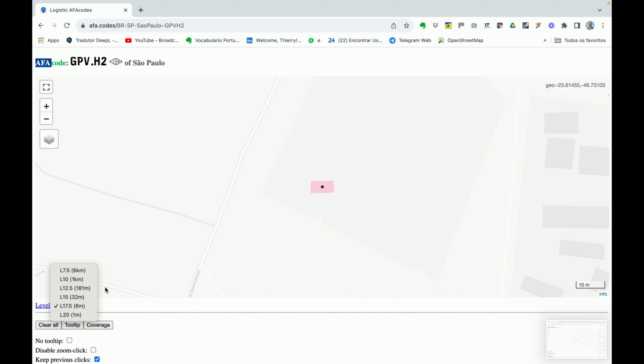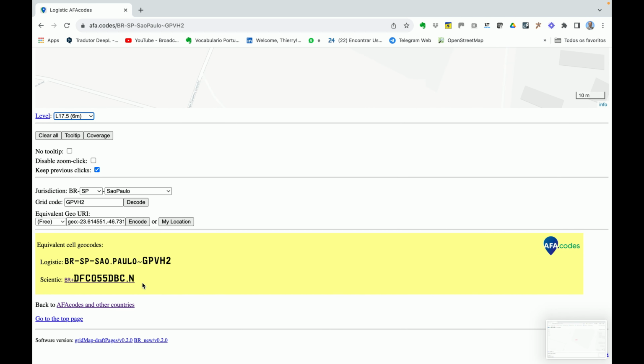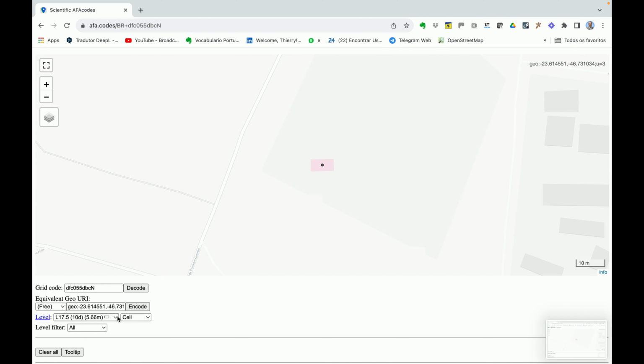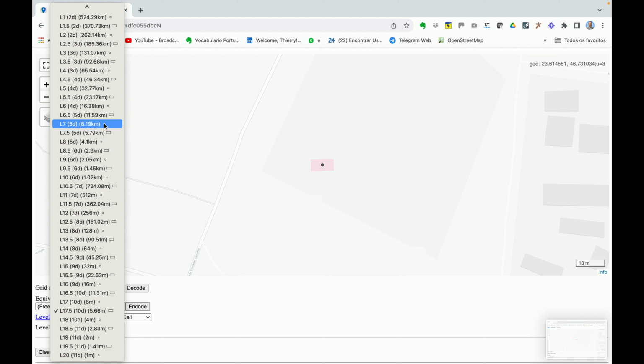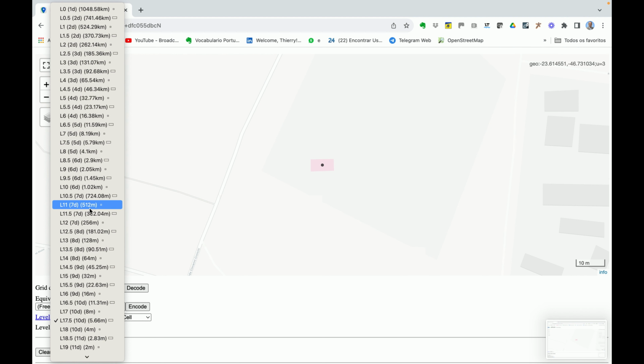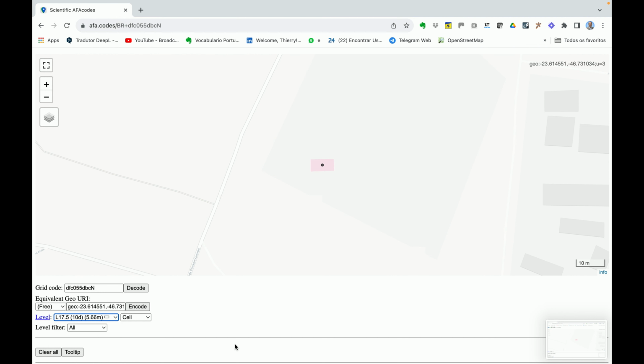Note that this same cell also has a scientific AFA.codes with characters that are harder to remember, but this is not a problem because it will be used by a specialist, a data analyst. Notice how many levels of scientific grids we have with different cell sizes. This number of cell size options proves advantageous for data analysis and cross-referencing.